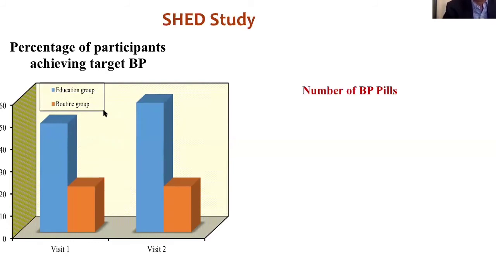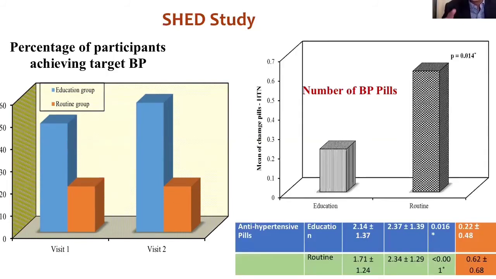So let me complete. So when you look here into blue is the education group. After 12 weeks, here is 55% achieved the target blood pressure versus roughly about 22%. In visit 2, after 24 weeks, 6 months on, even more in the education group versus the control, the routine service group. But more importantly, how was that achieved?